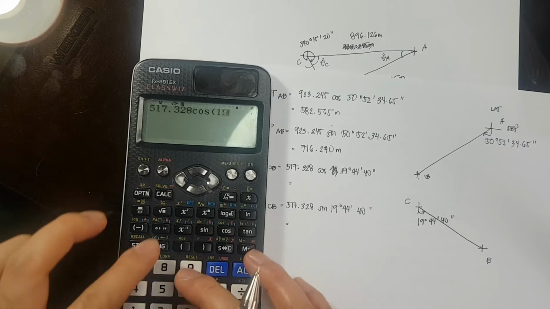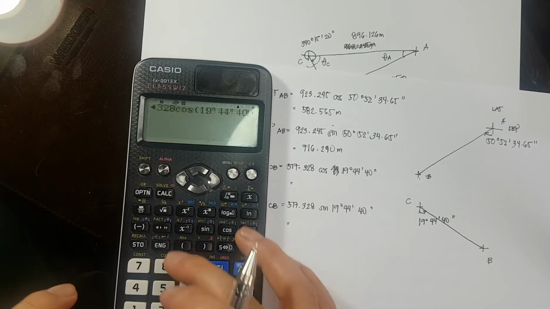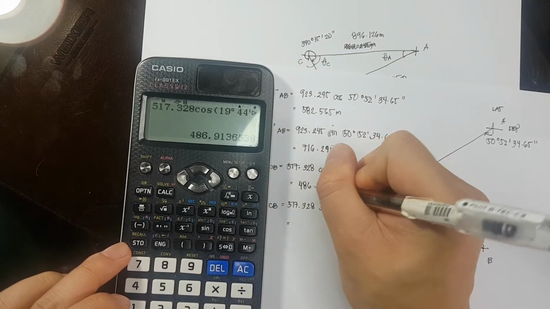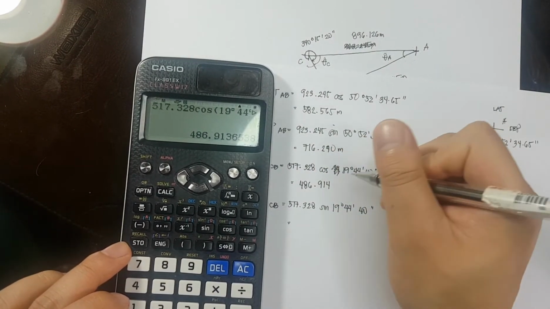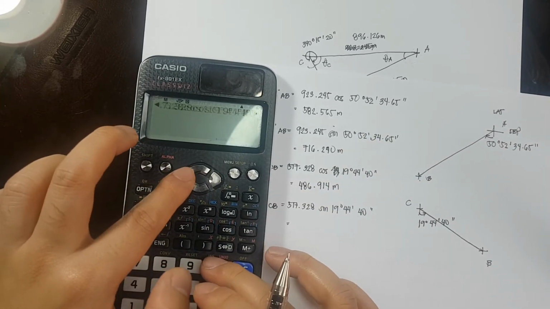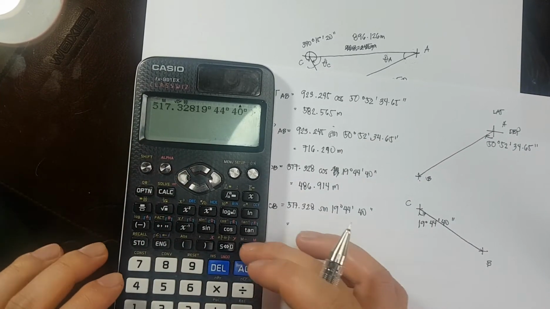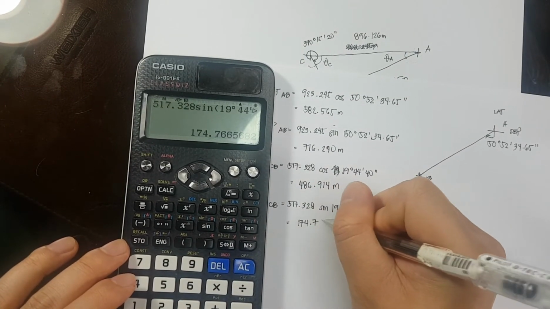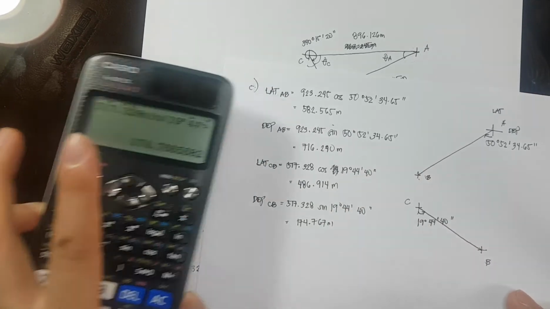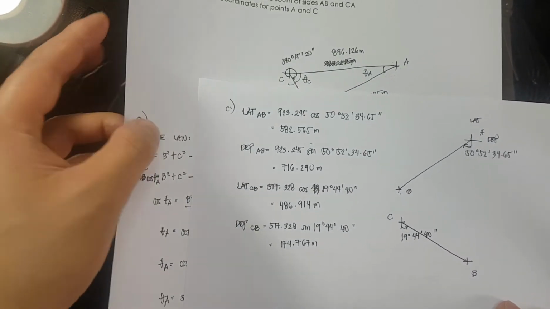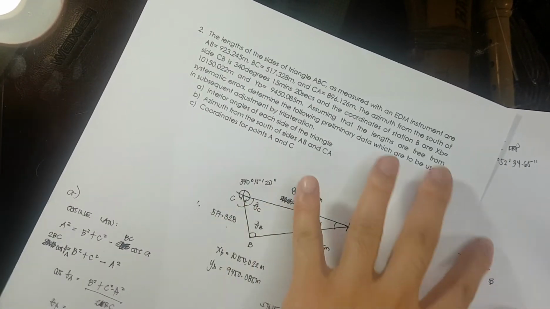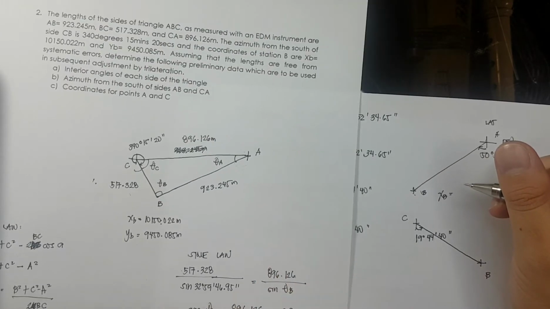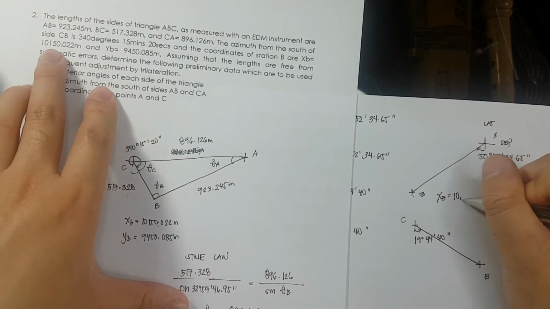Okay. Next, 517.328 cosine 19 degrees, 44 minutes, 40 seconds. And that is equivalent to 486.914 meters. Then, palitan natin yung sine into cosine, yung cosine into sine. That is 174.767 meters. Now, take note, for B, we have the coordinates. For x of B is equivalent to 10,000.